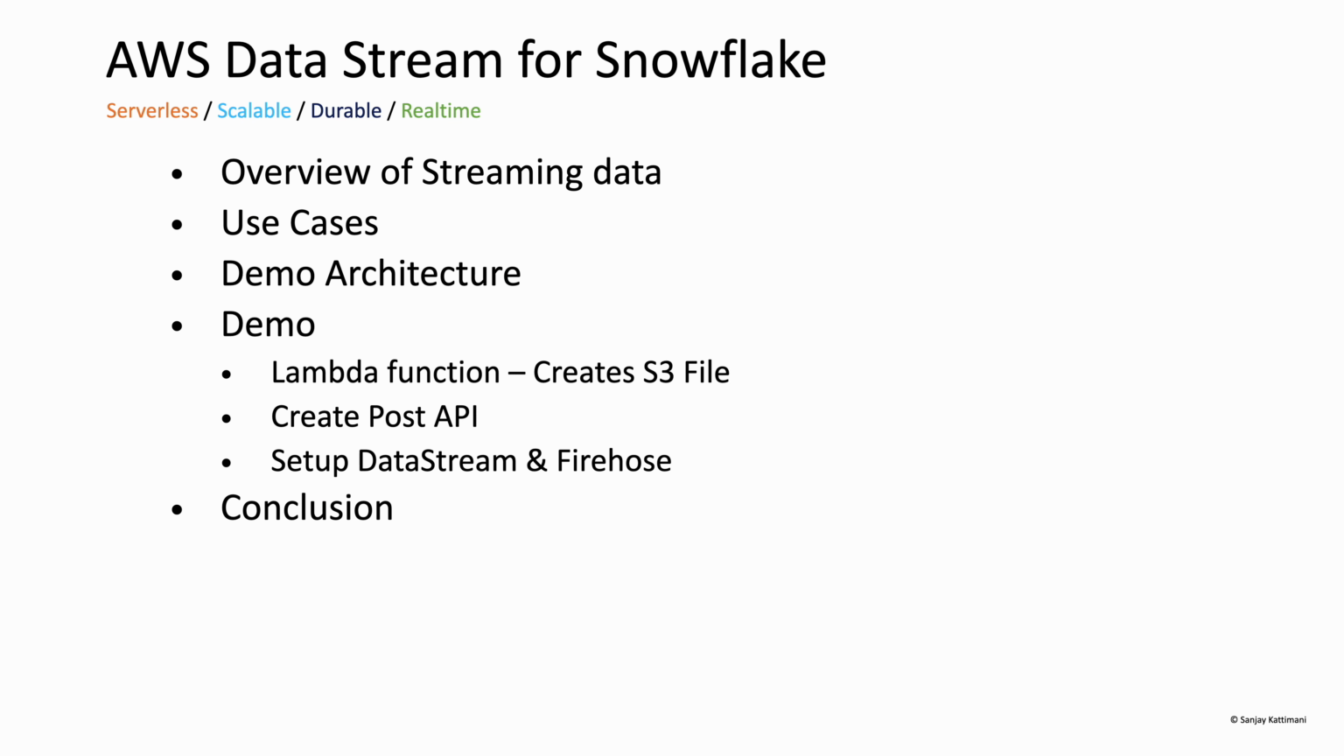In this video, we will first have a quick overview of streaming data, then we will look at a few use cases, followed by discussion about the architecture of this demo and our data setup. We will create a multi-phase demo in which first we will create a Lambda function that creates S3 files from the incoming JSON payload. In the second step, we will create a REST API that calls this Lambda function. In the third step, we will connect all these to Kinesis data stream and Firehose that can throttle the data and control it as per our requirements, and this is going to be the most important part of this whole video.